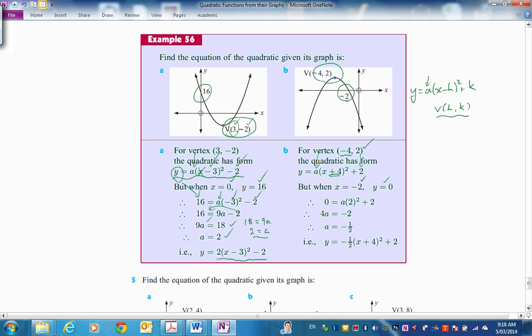Can you see, to evaluate this a, we only need any point. It doesn't have to be the y-intercept, it could be the x-intercept or some other point. So we're going to substitute in this point. When x is negative 2, y is 0. So instead of y, we put 0 equals a, put in negative 2 here, negative 2 plus 4 is plus 2 squared, plus 2. So here we have 4a equals negative 2, putting that on the other side, and a is negative a half. So it's negative a half, (x plus 4) squared plus 2.